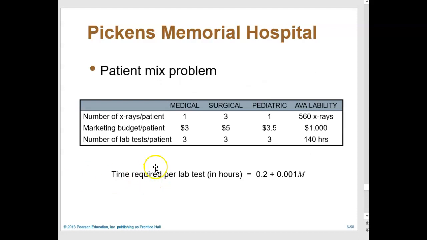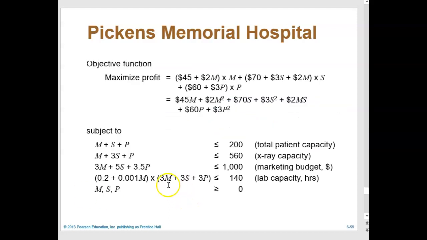If you look at the previous table, you saw that the number of lab tests per patient is 3 for medical, 3 for surgical, 3 for pediatric, and the total availability of lab tests is 140 hours of lab tests per week. Now, because the time that it takes to complete each lab test is given by this expression here, we have to multiply this expression with each of these three here so that we can get the total time for the left-hand side of our constraints, which is what we've done here.